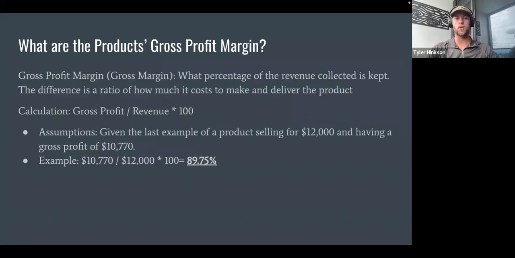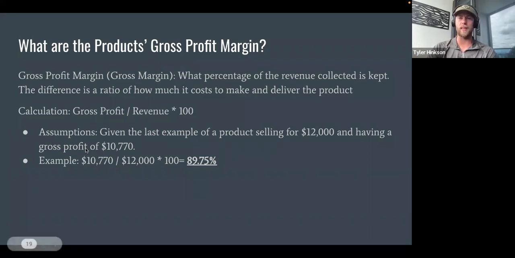First, let's talk about gross profit margin. What is a gross profit margin? It's defined as what percentage of the revenue collected is kept. The difference is a ratio of how much it costs to make and deliver the product. Kind of a confusing definition. So in my own words, if we sell a product, what is the percentage that we get to keep of that product?